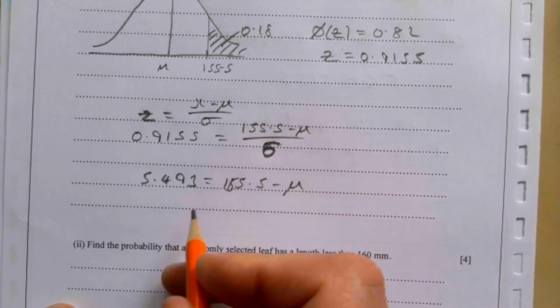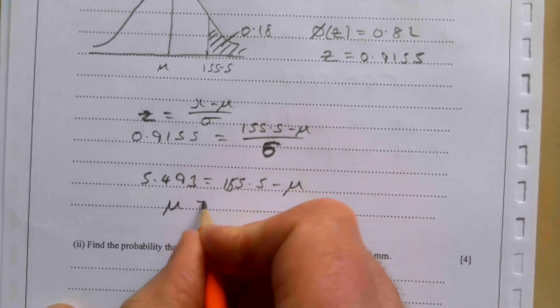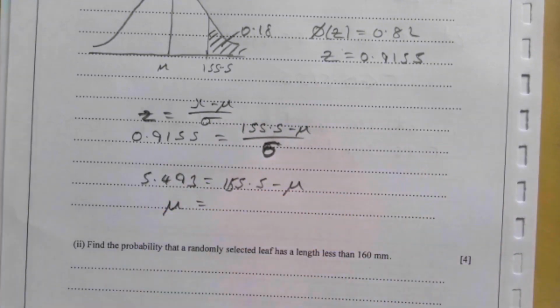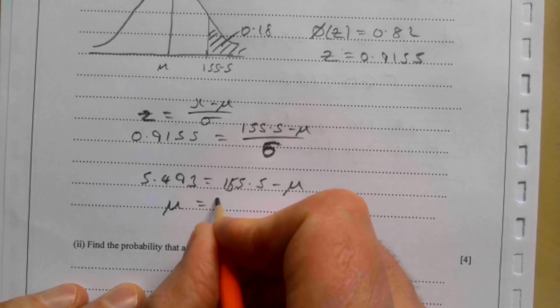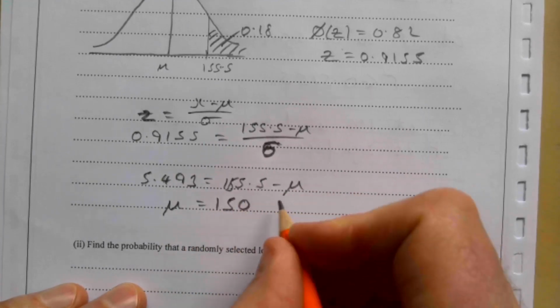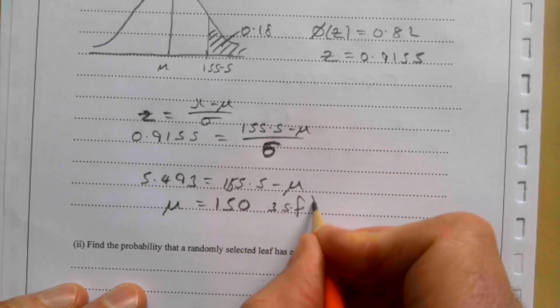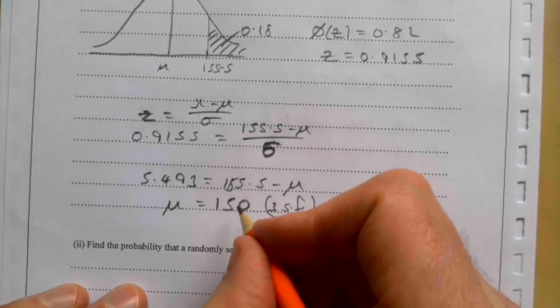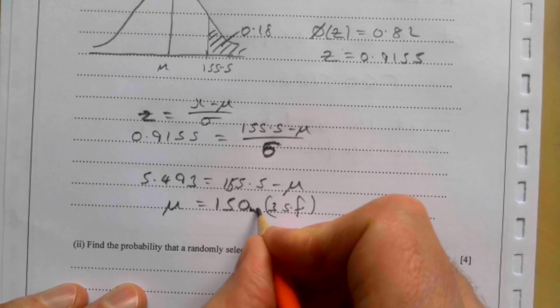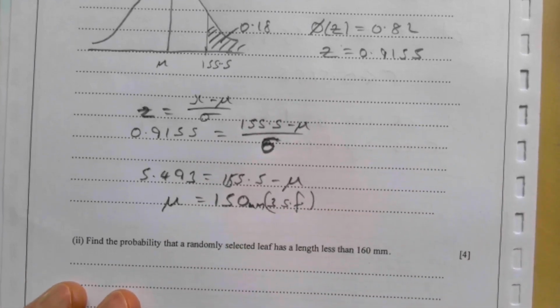155.5 minus mu, so I take my mu over to the other side, then 155.5 minus that, and I end up with 150.01. So my answer is 150 to 3 significant figures, and that value is obviously in millimeters.